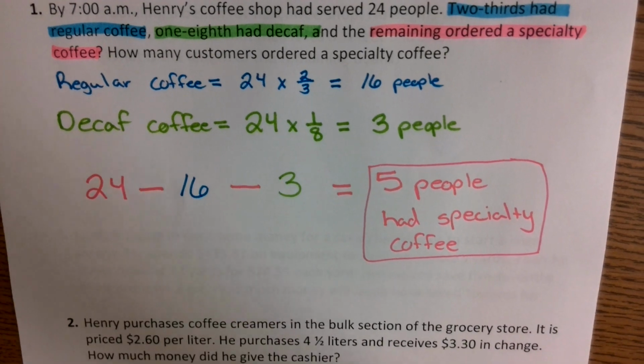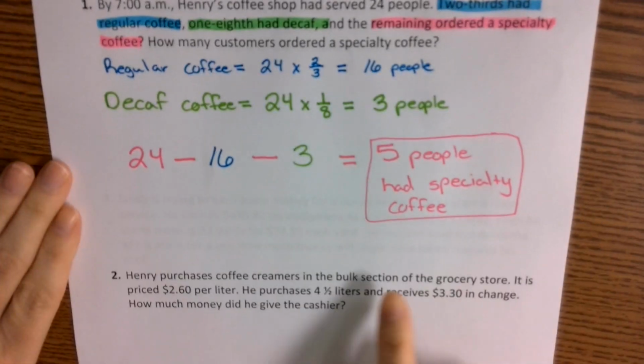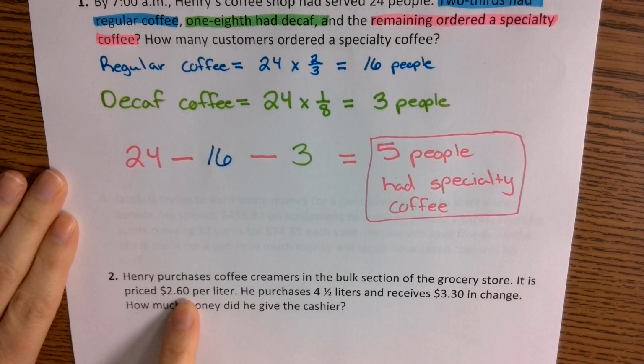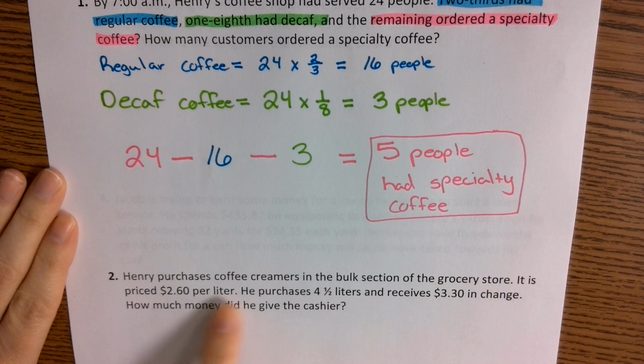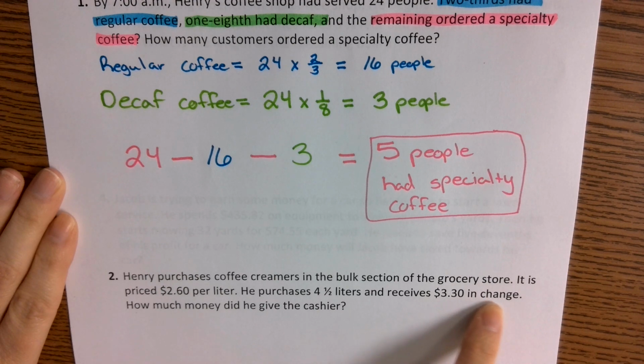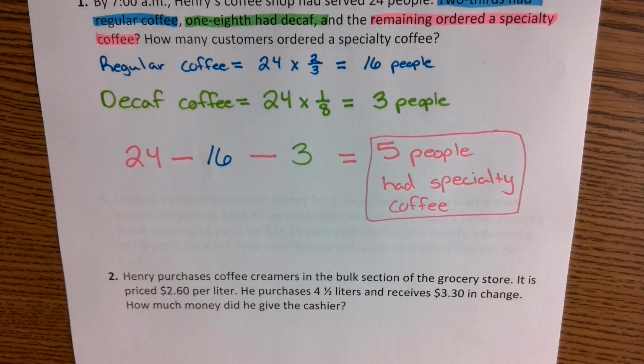Problem number 2 says, Henry purchases coffee creamers in the bulk section at the grocery store. It is priced $2.60 per liter. He purchases 4.5 liters. He receives $3.30 in change. I want to know how much money he gave the cashier.